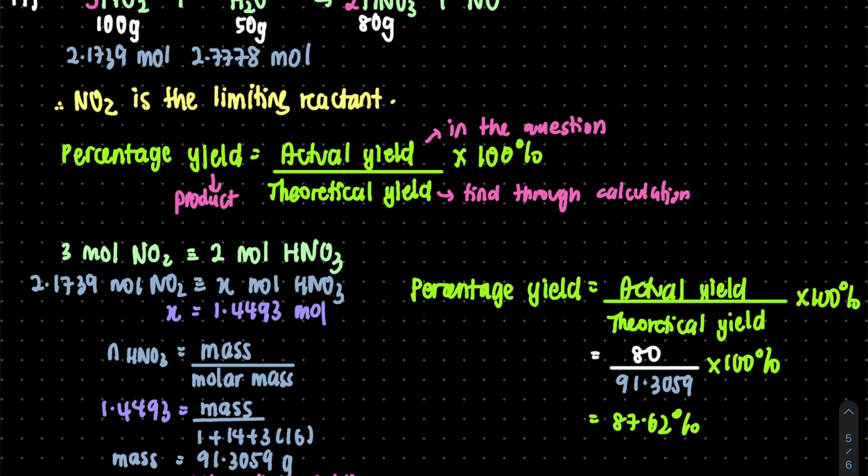Remember, for the percentage yield, actual is usually given in the question itself. Theoretical is the one that you must find yourself through calculation, where usually you find the limiting reactant, then you find the mass or the volume of your product. Since the question gives you HNO3, that is the actual yield, so the theoretical yield must be for HNO3. If the question gives you NO, you have to find the theoretical yield for NO. So that's it, the last question for PSPM 2020-21 for chapter 1 questions.